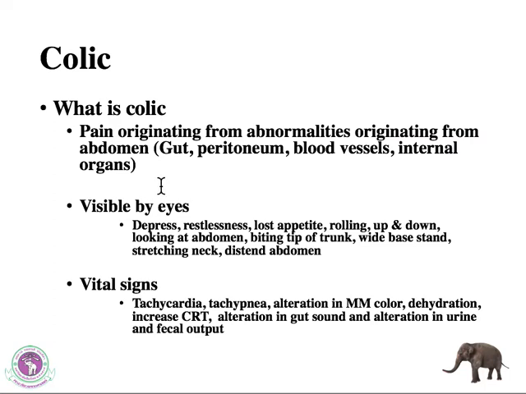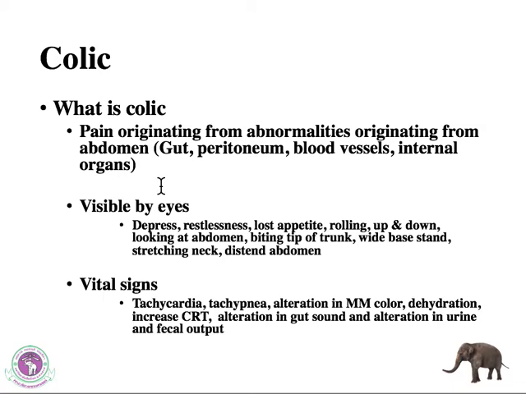So again, colic is pain originating from the abdomen, including the gut, like the intestine and stomach. It could be an abnormality in the peritoneum, blood vessels, or internal organs. So how can we know that the elephant has colic?